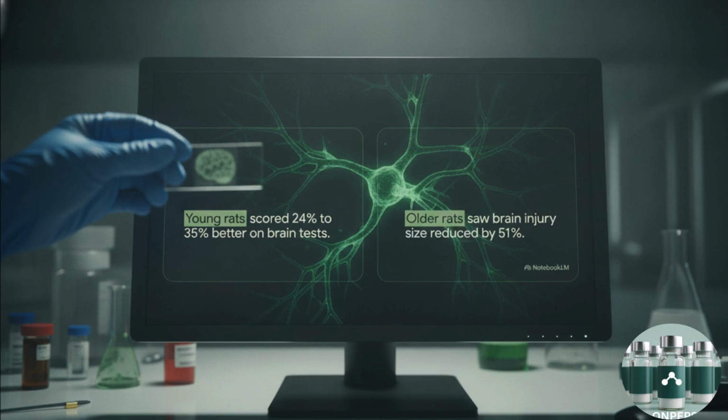In younger rats treated with the peptide, neurological scores measuring movement and brain function actually improved by 24% to 35%. But even more remarkably, in older rats, the actual physical size of the brain injury was reduced from 26.04% down to 12.77%. That is a reduction of about 51%. But again, keeping things strictly factual, there is currently no evidence confirming these precise outcomes translate to human brain recovery.